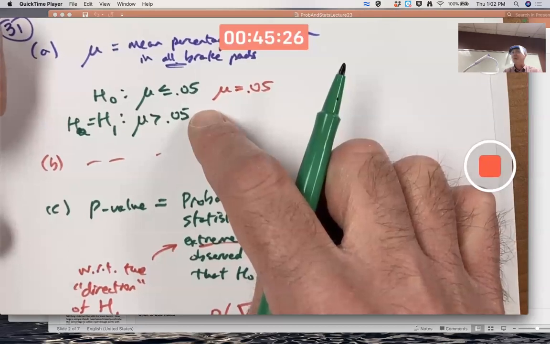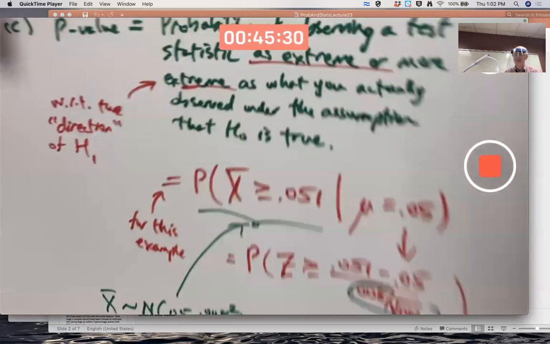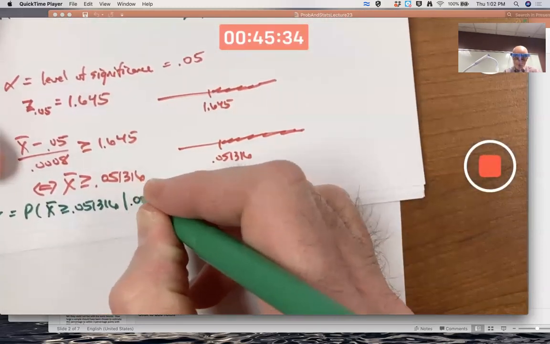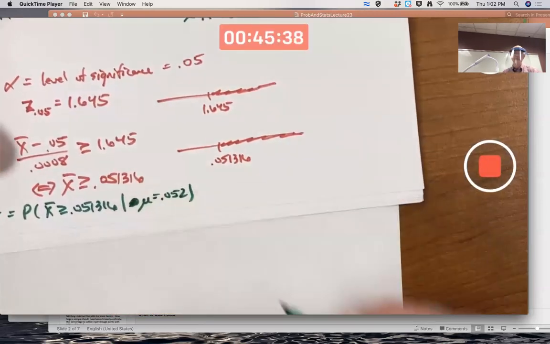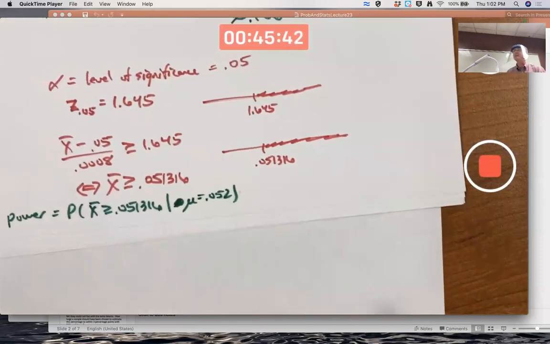It's up to you. I'm being serious. The choice is up to you. But how do you decide? Maybe you pick mu is 0.052, but is that an arbitrary choice? Yeah, it is arbitrary, but there can be a logic behind it.